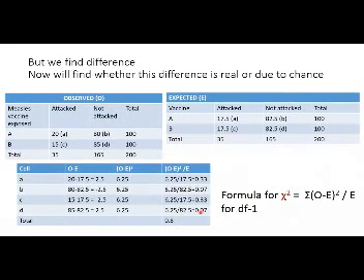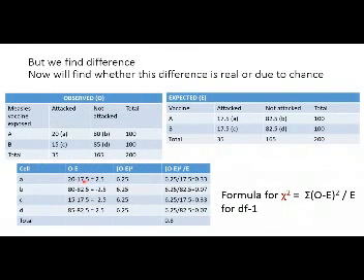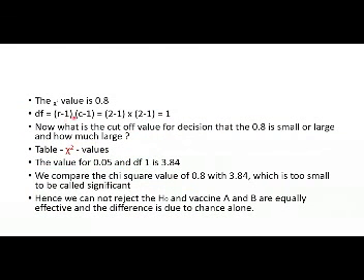Now what is the inference? The calculated value of chi-square is 0.8. What does this explain? For the degree of freedom, as we know, this is a 2 by 2 table. For a 2 by 2 table, rows minus 1 into columns minus 1 is equal to 2 minus 1 into 2 minus 1, which is 1. So the degree of freedom for a 2 by 2 table is 1.